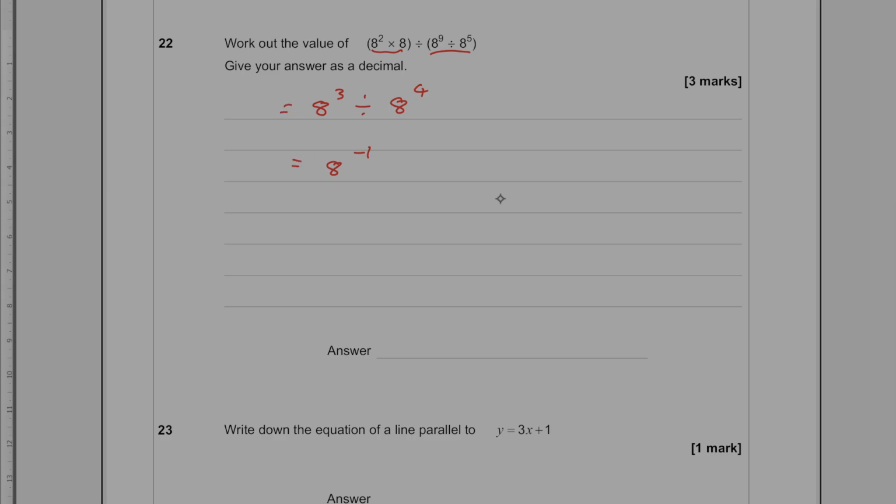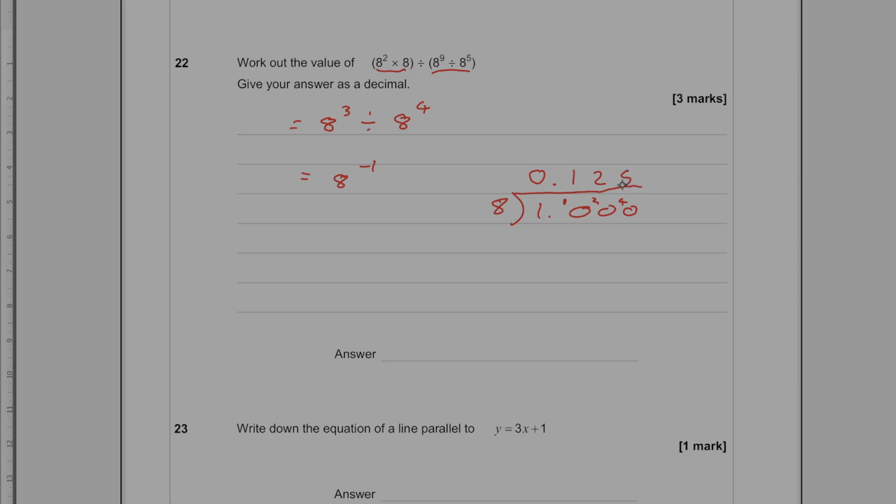I'm going to set it up as short division, so I'm going to go 8 into 1.000. I could carry on the zeros, but I know that I don't need more than that though. So 8's going to 1 fully 0 times with 1 left over. 8's going to 10 fully once with 2 left over. 8's going to 20 fully twice with 4 leftovers. And then 8's going to 40 5 times. So I'm looking at 0.125.